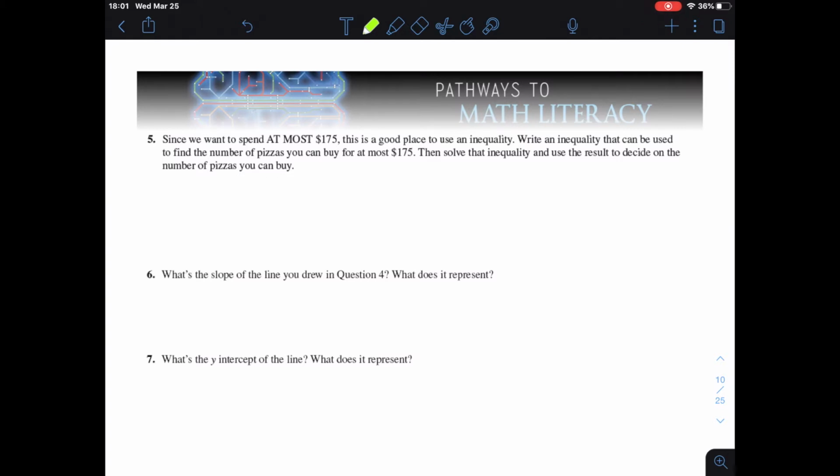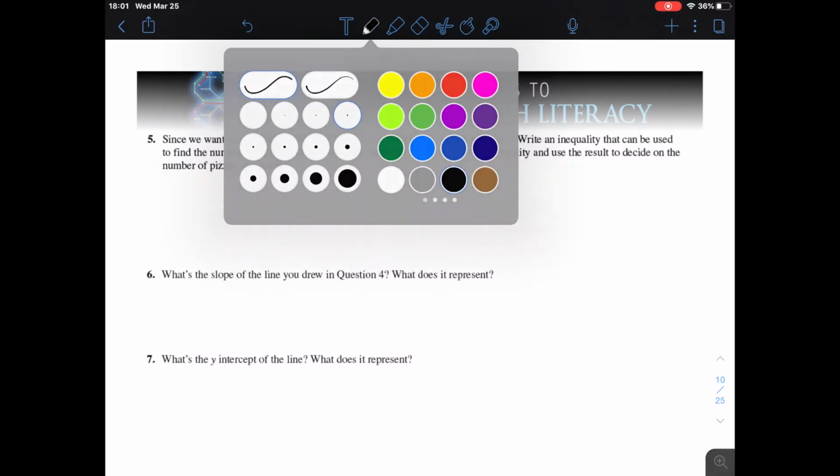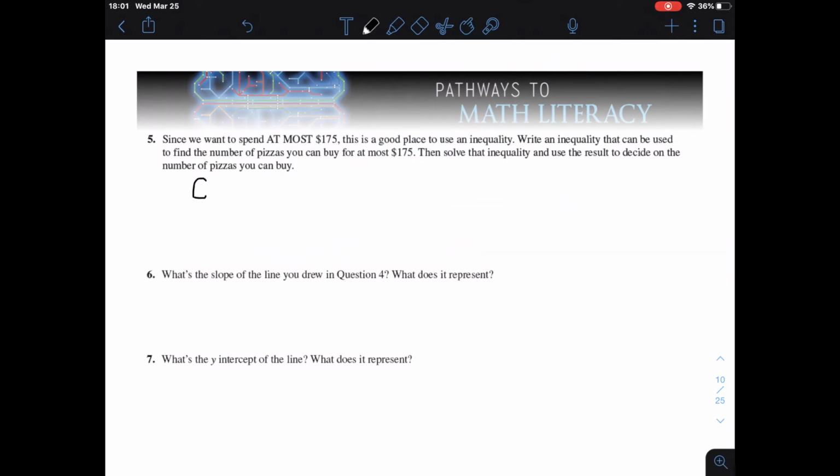So because it has this word "at most," it's a good place to use an inequality. So we're going to write one that can help us figure out how many pizzas we can buy. And we're going to solve that to then get our answer. So we want the cost to be at most $175. So the cost has to be less than or equal to 175. But the cost we know, it's 9 times the number of pizzas. So that's at most $175. So if you want to solve for the number of pizzas, you have to divide both sides by 9.